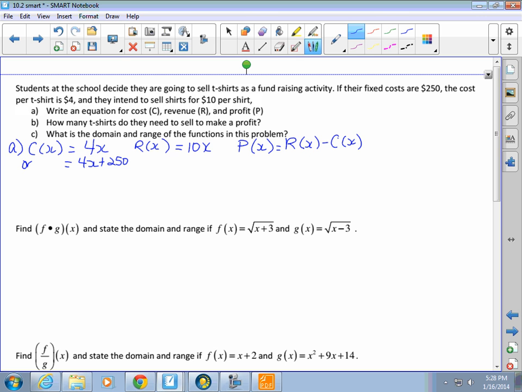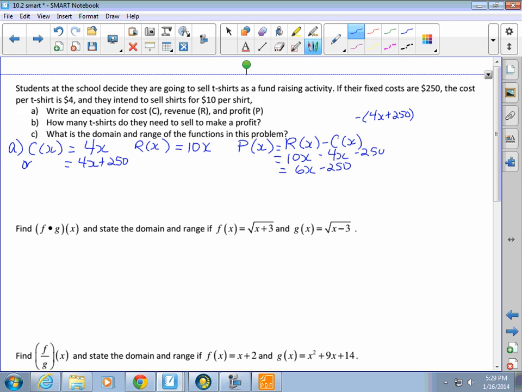So if I did my revenue minus my cost, my revenue is 10X, and then that's going to be minus 4X minus that 250, because it would be like negative 4X plus 250. So that's going to be 6X minus 250 is how you would calculate your profit. So for purposes of finding your profit, you need to also include that fixed cost in there. So it says how many t-shirts do they need to sell to find their profit.